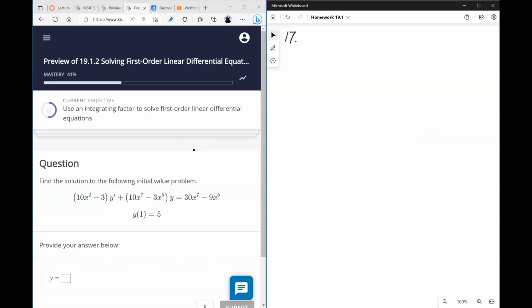Next one is 17. Making slow but steady progress. So first we're going to divide everything by 10x squared minus 3. And in order for that to go smooth, I'm going to do some factoring here.